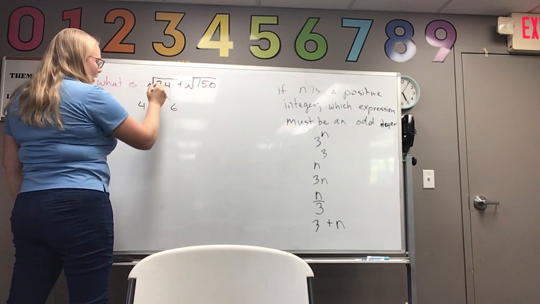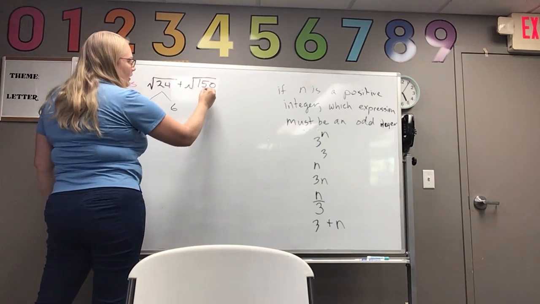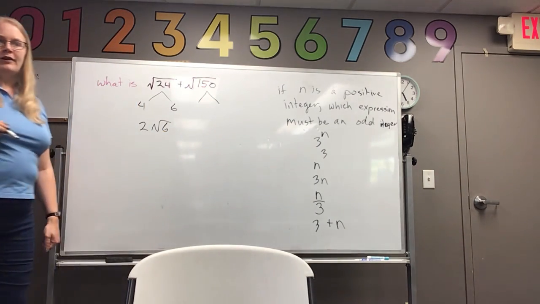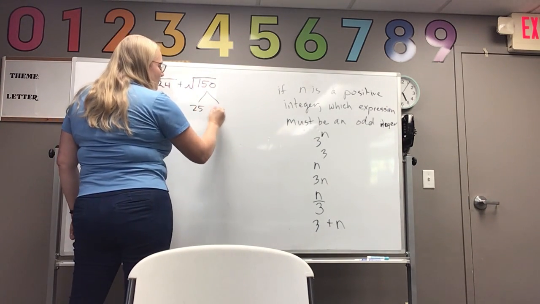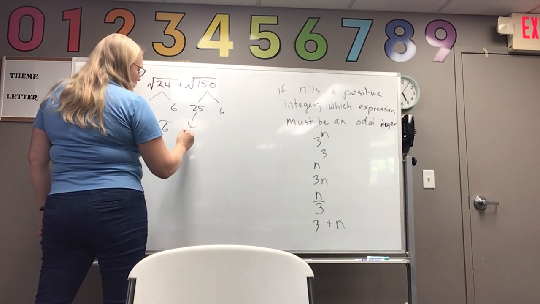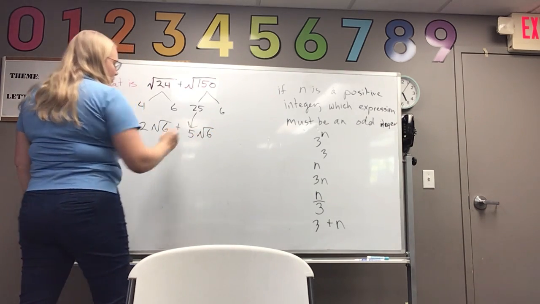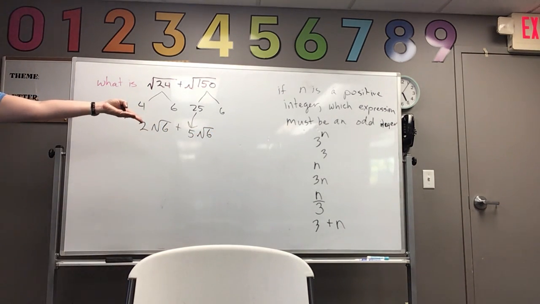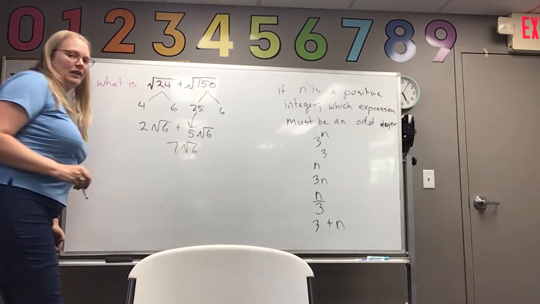4 is a perfect square, and this becomes 2 square roots of 6. What is the perfect square we can pull out of 150? 25. And again, there's that 6. 25 is a perfect square, and the square root of 6 stays behind, and so now we have 2 square roots of 6 and 5 square roots of 6. We have 7 square roots of 6.